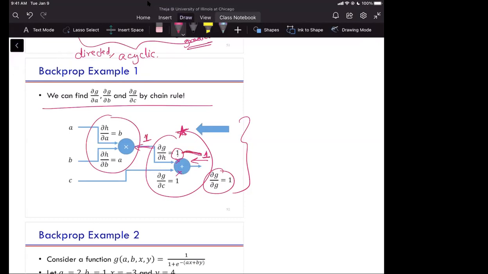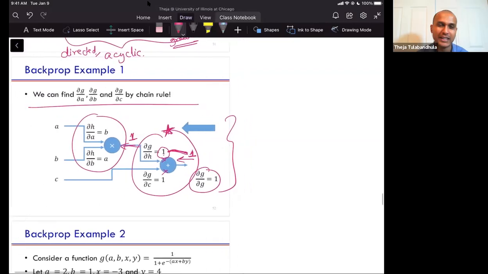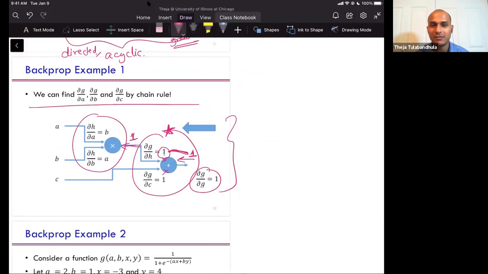Yeah. And could you please give us an example where it's not 1, or is the example coming in the next? Yes, yes. In example two, we're going to look at a slightly more involved function.